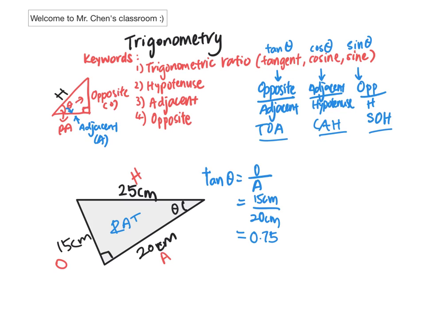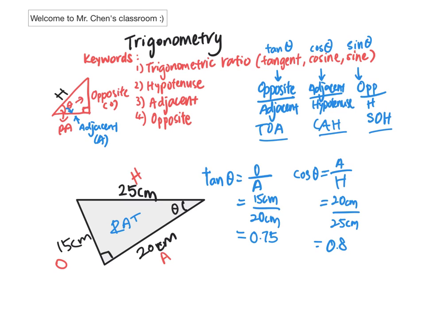Now, if we are going to find cosine theta, it is CAH, which is adjacent over hypotenuse. Your adjacent is 20 centimeters and your hypotenuse is 25 centimeters. From there you can use your calculator, or if you can do it in your head, go ahead. 20 divided by 25 is 0.8. So the trigonometric ratio of cos theta is 0.8.